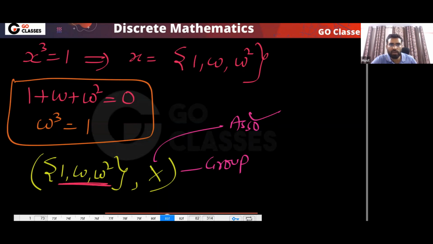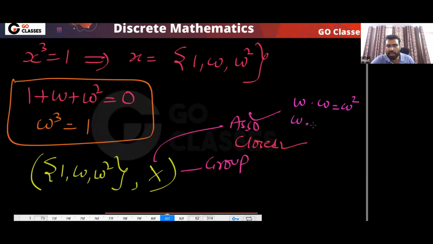You can notice this will be closed. If you take any two elements and multiply them, you will get the third element. For example, if you take these two elements and multiply them, what will you get? You will get this, and this is in the set.